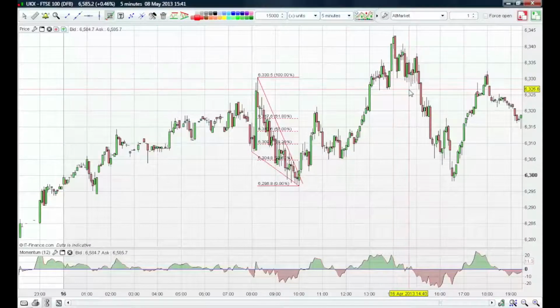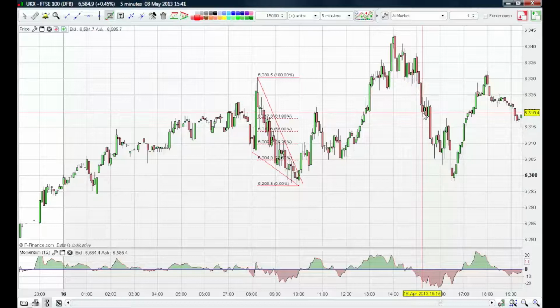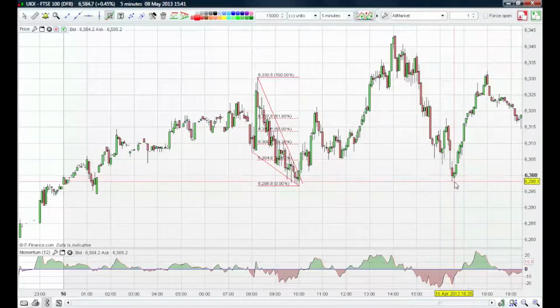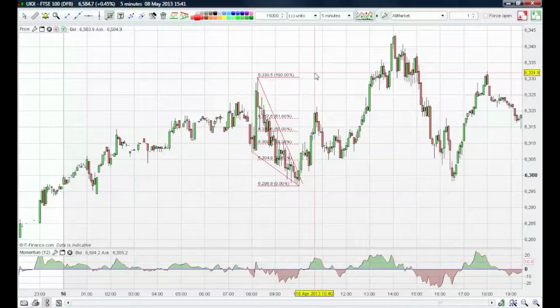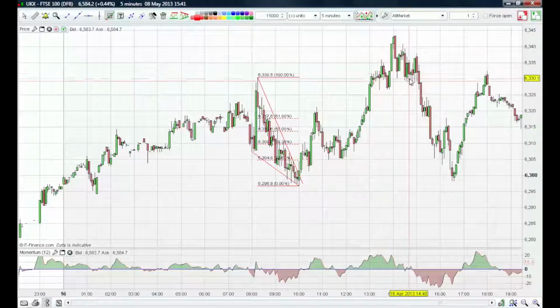I probably would have shorted the market there and then ridden it down to the closing point. I would have made maybe another 10, 15, 20 pips, at least 15 pips. But I can't explain that, besides that it is a classic sign of the market turning.